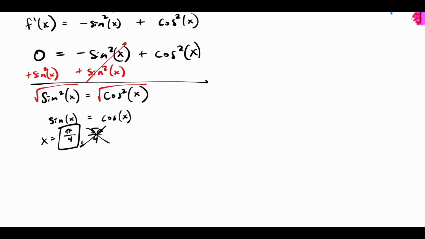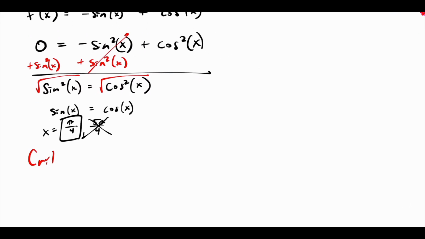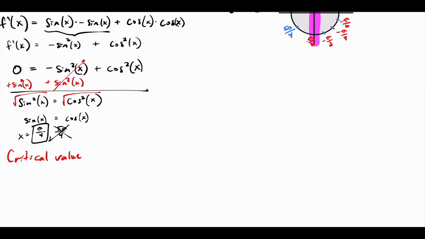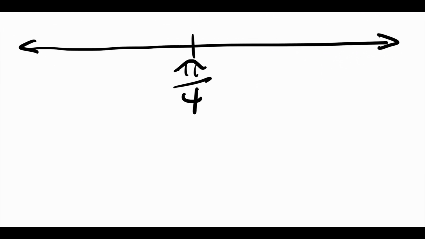So now what do we need to do? Now that I got a critical value, what do I need to do now? Okay, so let's draw a number line. What goes on that number line? Pi over 4. What else? Oh, so the intervals, we could put the intervals on there. Is there any other numbers I need to put on that number line though? No. Is there anything else I need to add to this apart from the intervals?